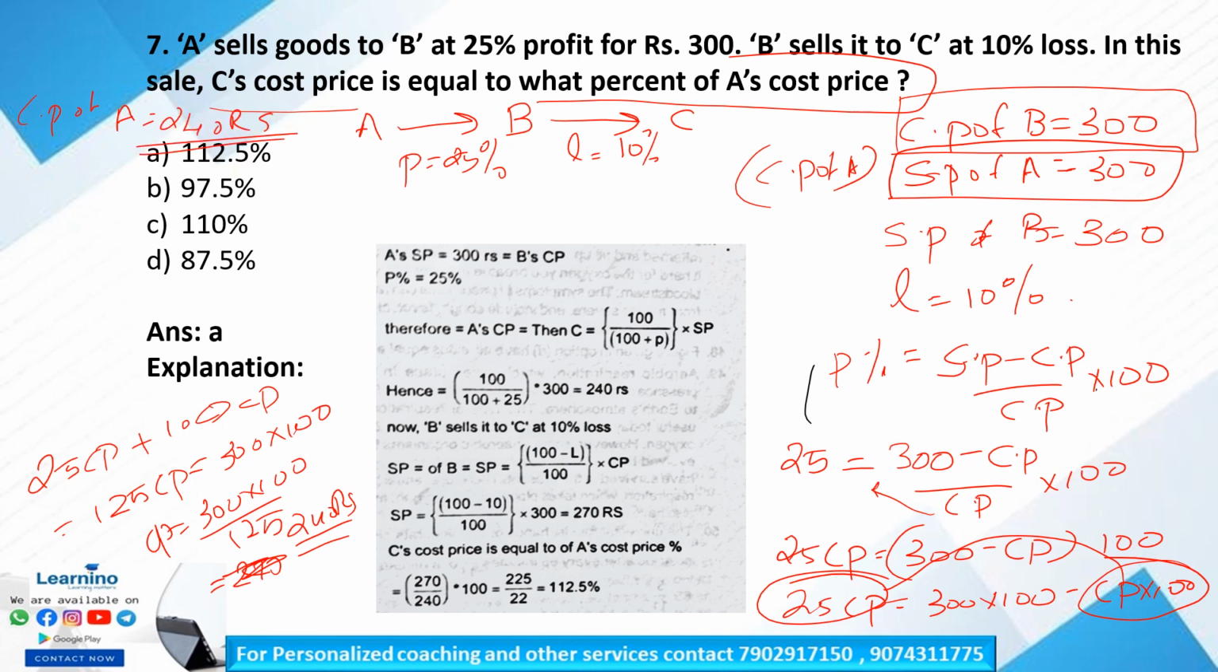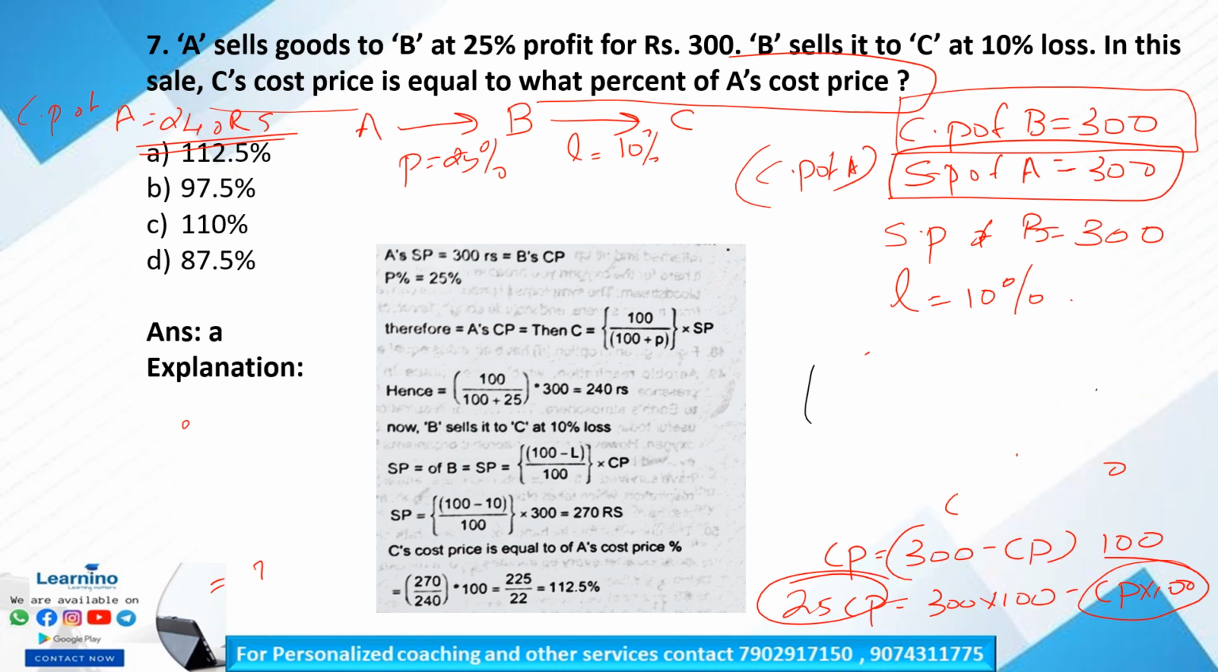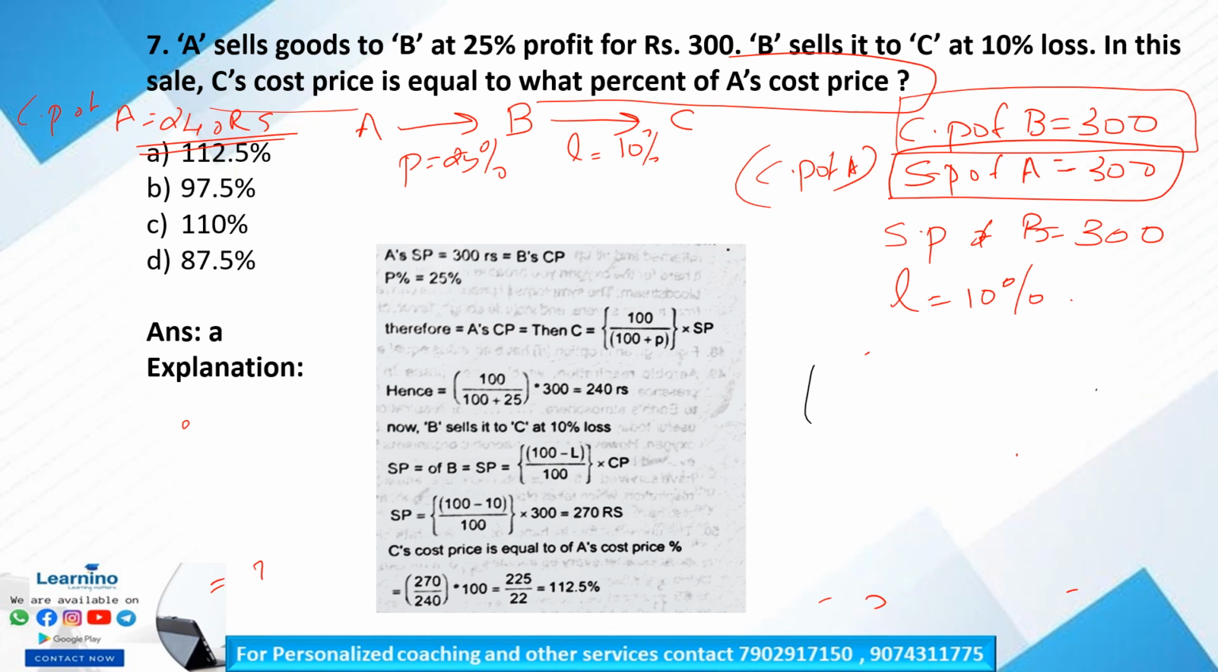Is it clear? So now we have to find the cost price of C. Our question is, in this sale, C's cost price is what percentage of A's cost price. So we have loss percentage equal to 10%. What is the equation of loss percentage? Loss percentage is equal to cost price minus selling price by cost price into 100.